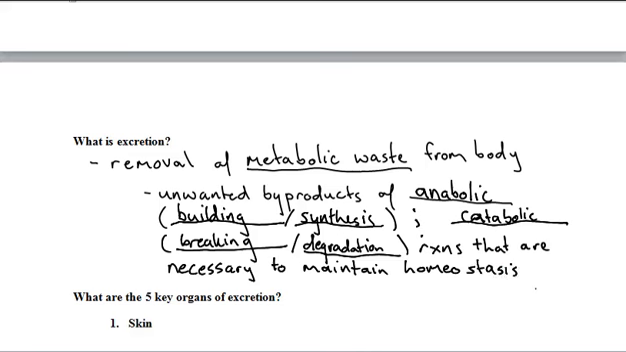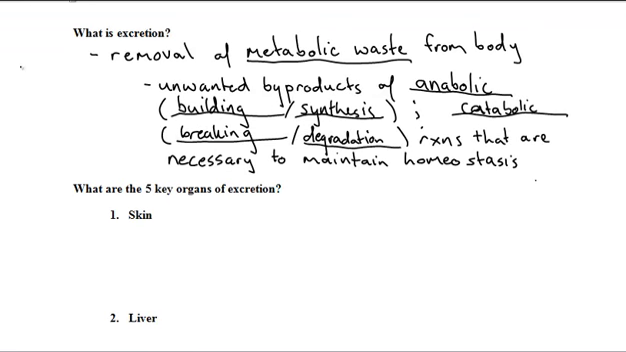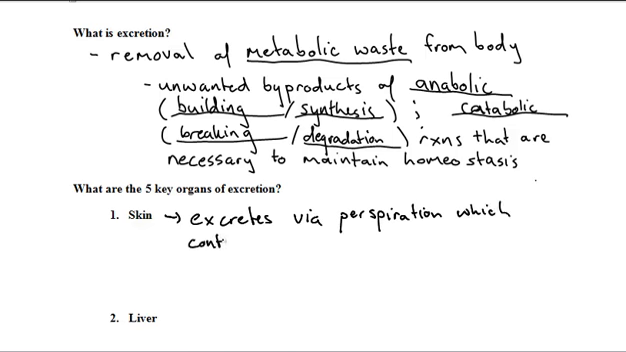So there are 5 key organs of excretion where we get rid of these byproducts. The first is the skin, which excretes via perspiration. Which contains byproducts that we don't want, such as salt, urea, and water.